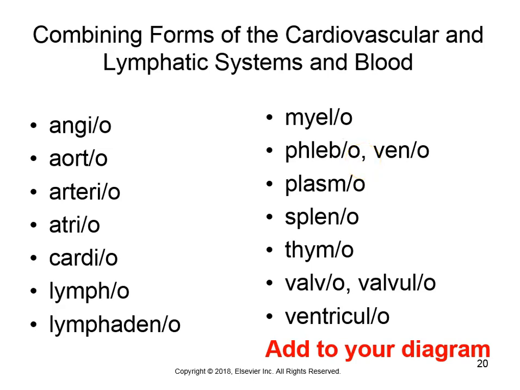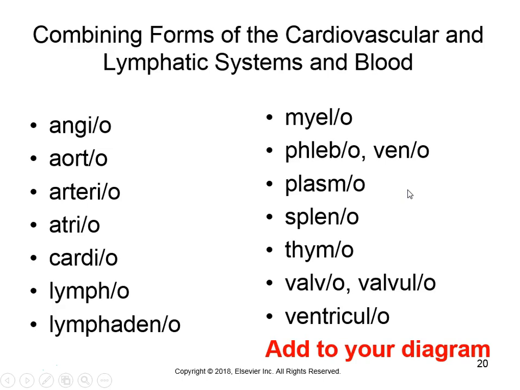Phlebo and veno both mean vein. So phlebo shows itself sometimes, like a phlebotomist is the person who draws blood from your veins. So that's where you could see that, but most of the time it's going to be veno. Plasmo for plasma, spleno for spleen. Note that spleen is a word that has two E's, spleno only has one.